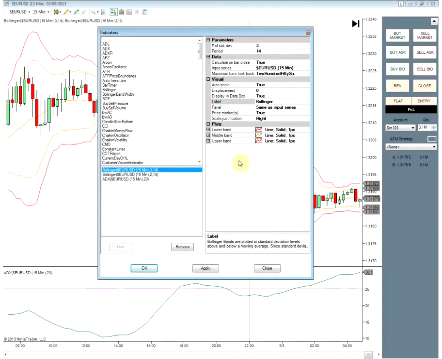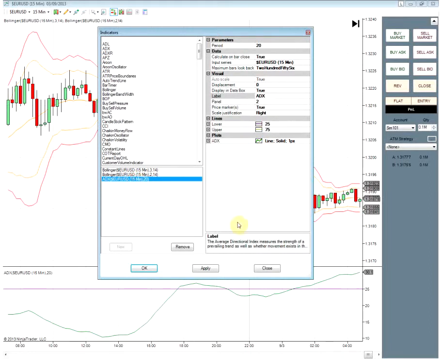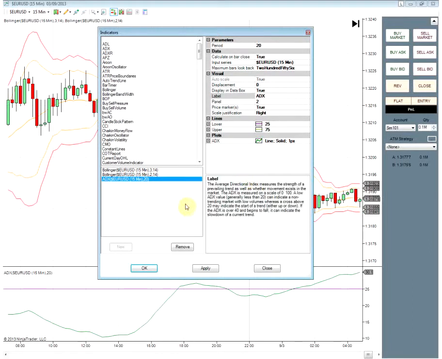The 3 I've got is my red line, the 2 I've got is my yellow line, then I have an ADX. And as the nice NinjaTrader description shows, this is essentially giving us how much the market is trending versus how much is volatility. And we've set this to a period 20.